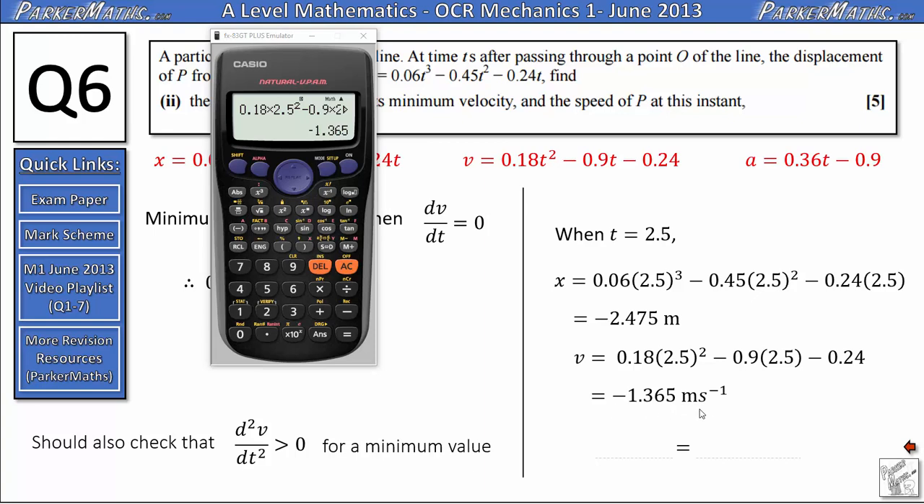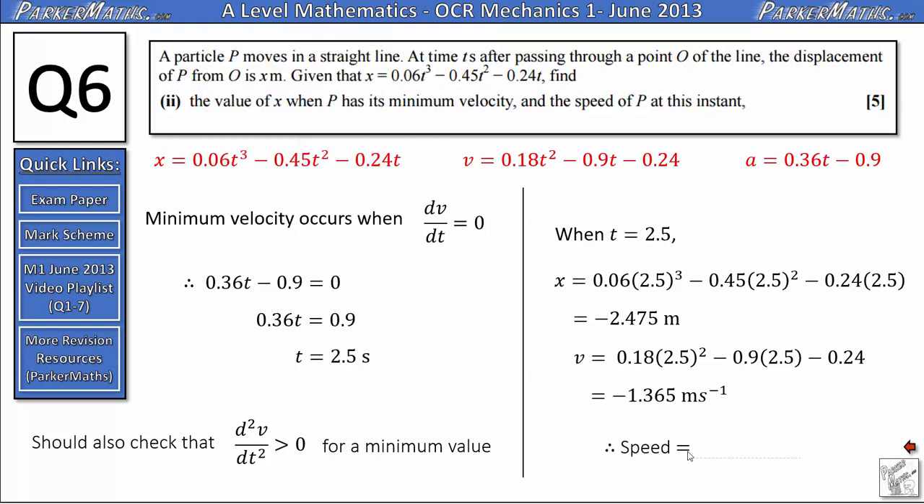However, we need to be careful here because the question is asking us for the speed of P at this instant. Here we found the velocity, and we know that speed must never be negative because it's a scalar quantity. So all we need to do is flip the sign of this and say that the speed is 1.365 meters per second. So our final answers are negative 2.475 for the value of x and 1.365 meters per second for the speed of P.